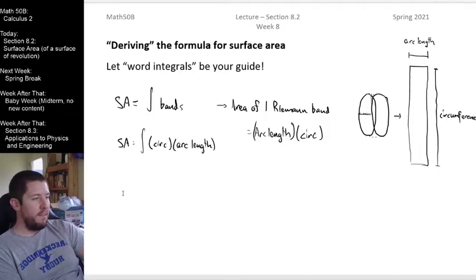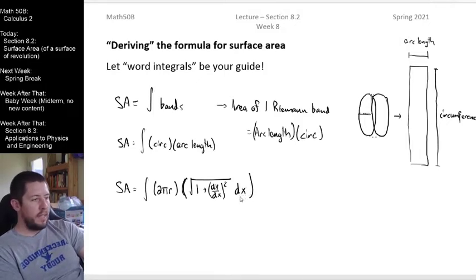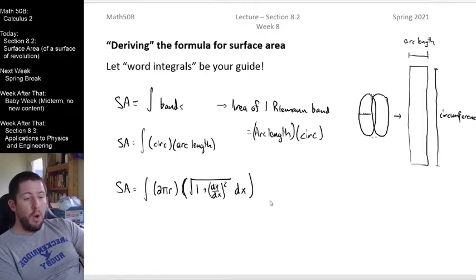And what are we going to get here for this guy? Well, I know how to compute a circumference. That's 2 pi r. And I know how to compute arc length. That's the square root of 1 plus (dy/dx) squared dx, right? Here we factored out the dx in that context right there. So all we've got to decide is what's going on with r right here.